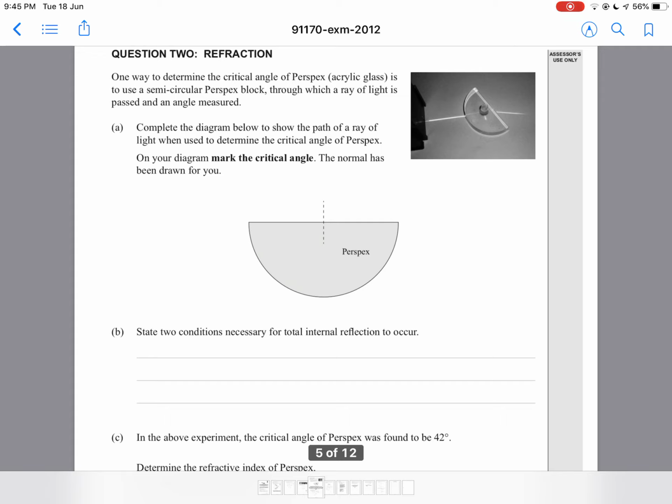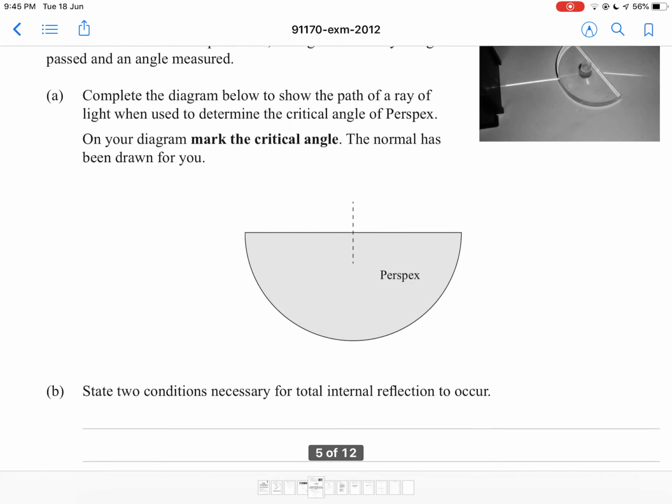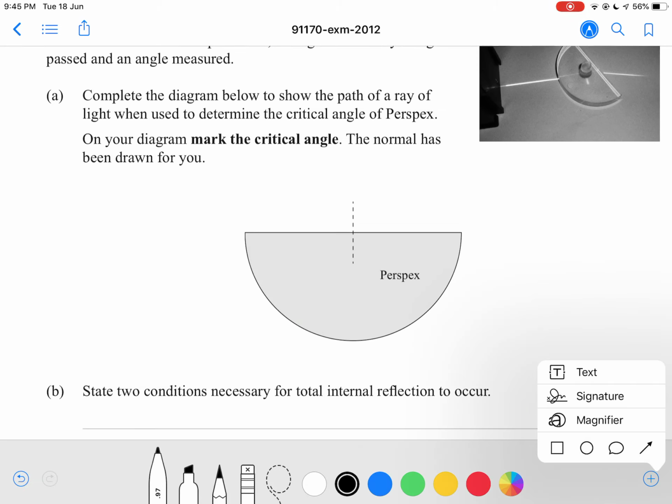One way to determine the critical angle of perspex acrylic glass is to use a semicircular perspex block through which a ray of light is passed and the angle measured. Complete the diagram below to show the path of a ray of light when used to determine the critical angle of perspex. On your diagram, mark the critical angle. The normal has been drawn for you.